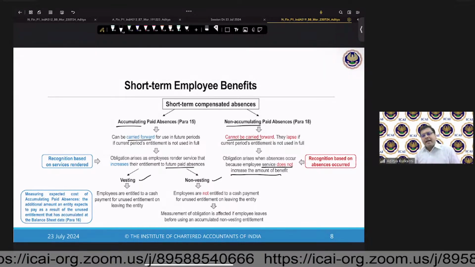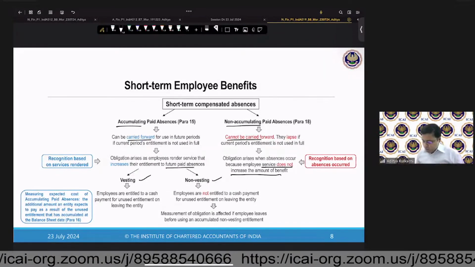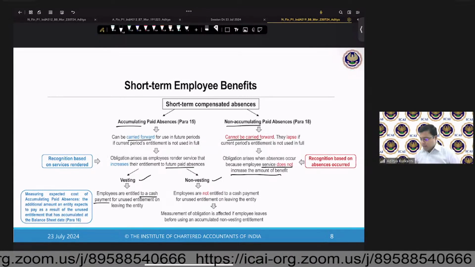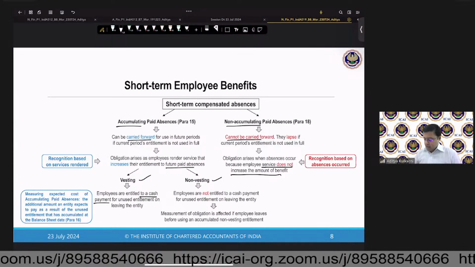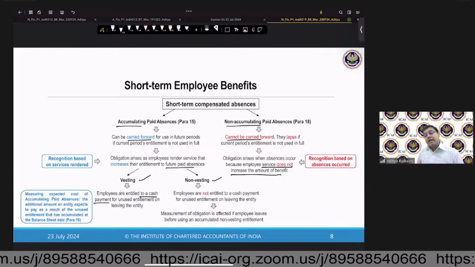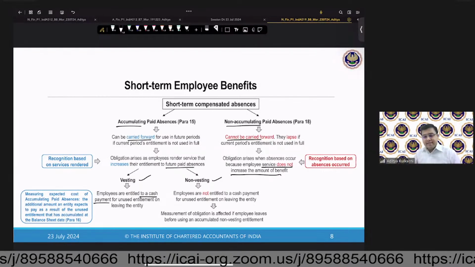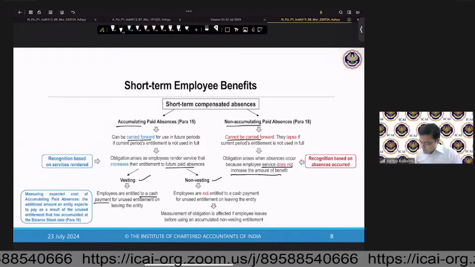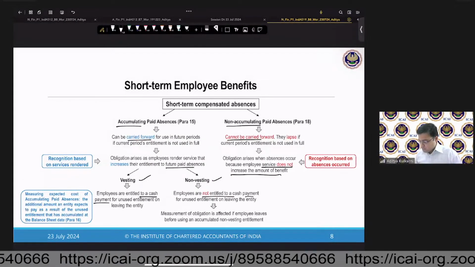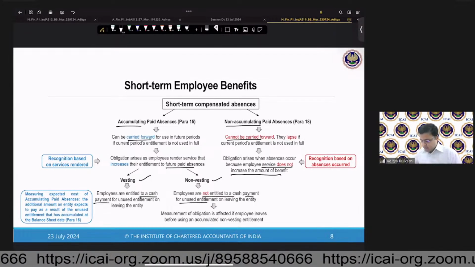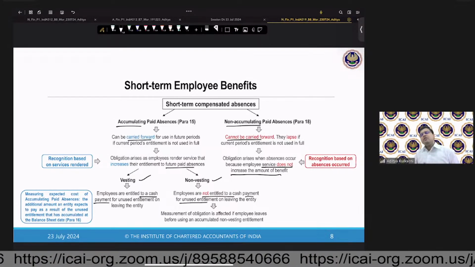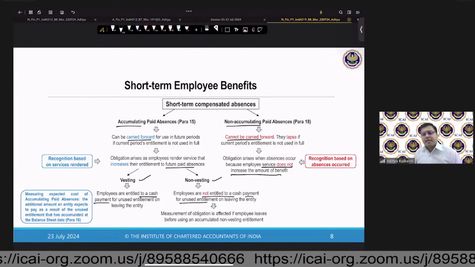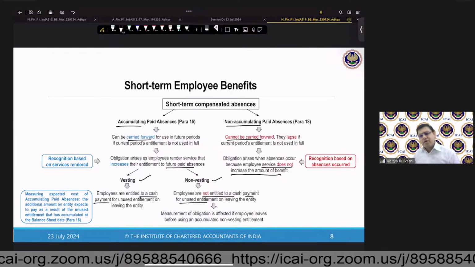Vesting means what? Against the leaves that you have, you are able to exchange it for cash. And non-vesting means what? You cannot exchange it for cash. Employees are not entitled to a cash payment for unused entitlement on leaving the entity. Instead, you are going to get further leave for the future periods.